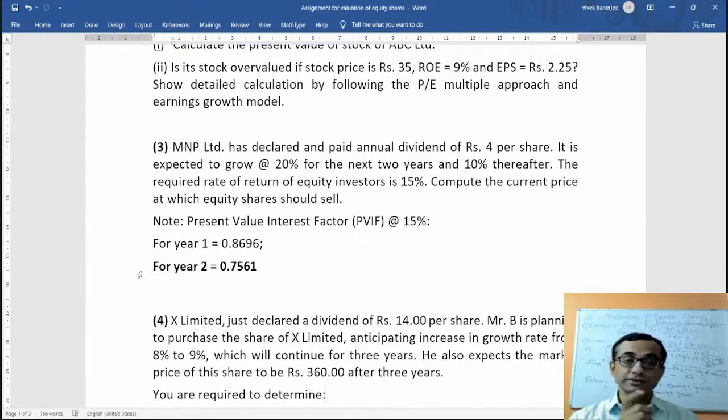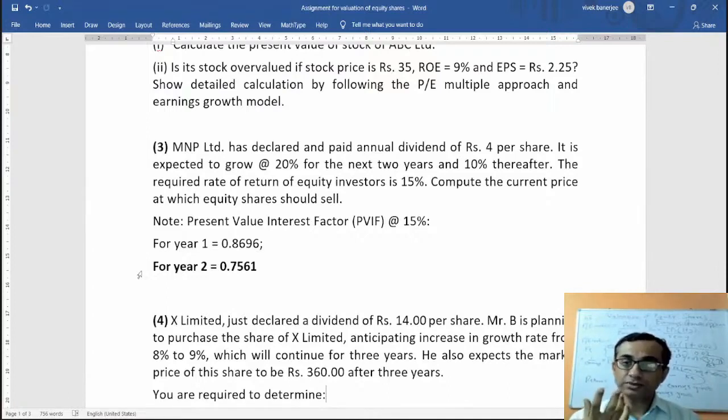Now you will observe that this is a two-stage growth model. I have taken one example also. The company is growing, and the investor is expecting that the company will grow at an extraordinarily high growth rate for the first 2 years at 20%, and then it will settle to 10% thereafter, meaning till infinity or perpetuity. And the required rate of return of investor, that is the Ke or the discount rate which will be used, is 15%. So you have to compute the current price at which equity shares should sell.